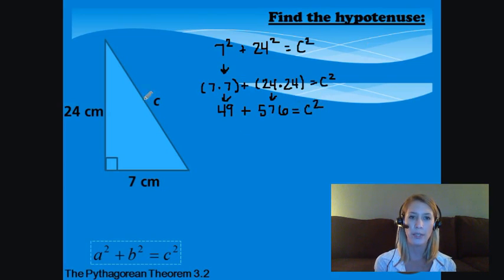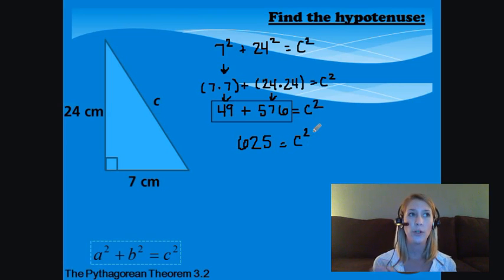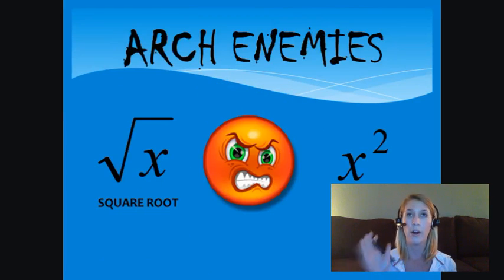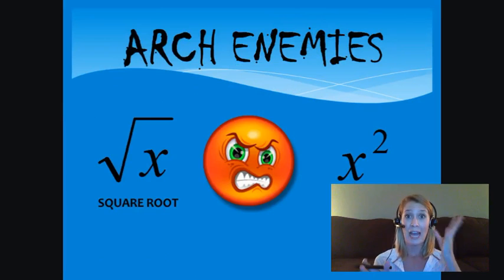Now we're left to simplify the left side of our equation. 49 plus 576 equals 625. We're going to drop down the rest of our equation. Now, in order to solve for only C, which is our hypotenuse, we need to get rid of this squared. In order to undo squaring, we need to find the square root. They are arch enemies. Think of inverse operations, how addition and subtraction are inverse operations. Same with multiplication and division. Square root and squares are inverse operations.